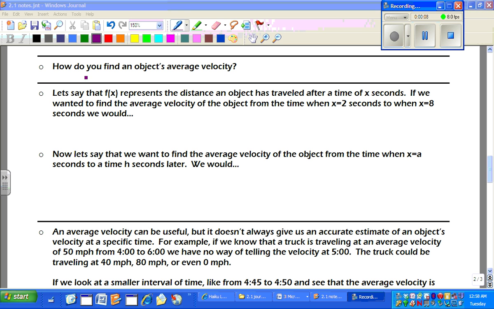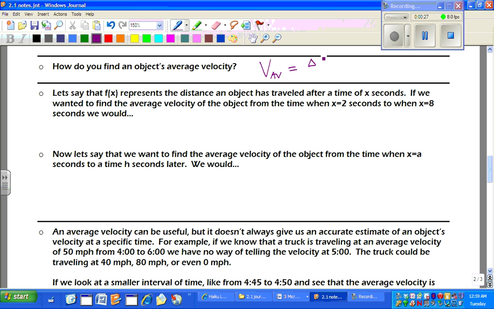First part asks, how do you find an object's average velocity? Well, velocity, remember, if you've taken physics or any science class, velocity is the distance divided by time. So the average velocity is going to be the change in distance divided by the change in time.